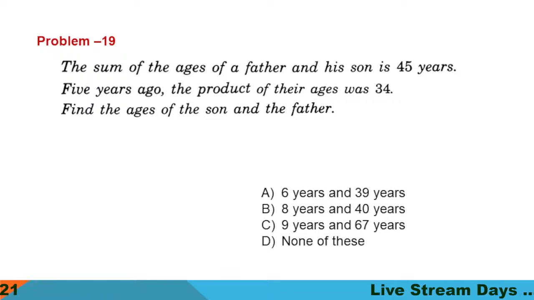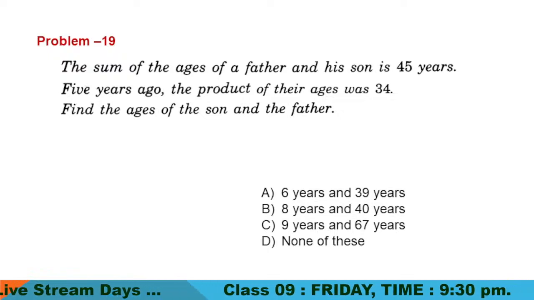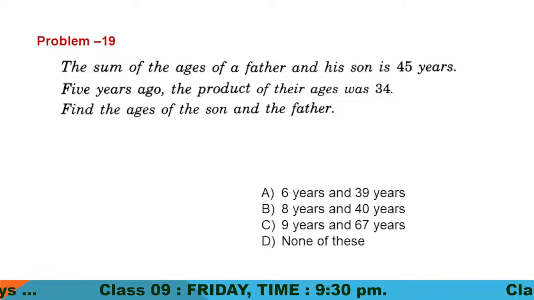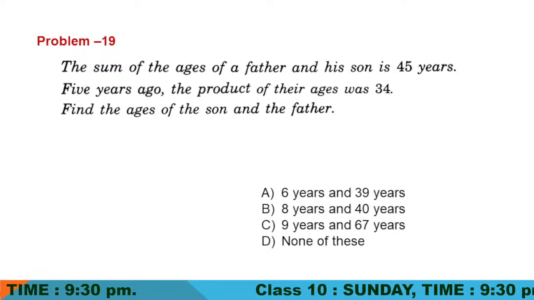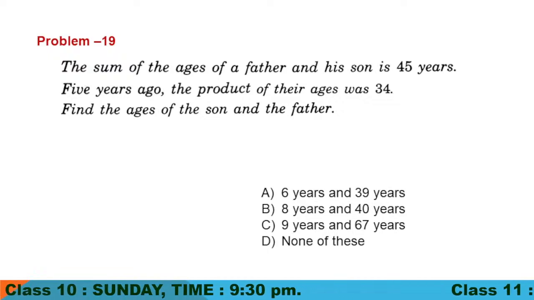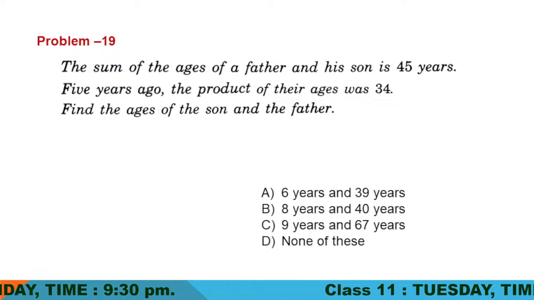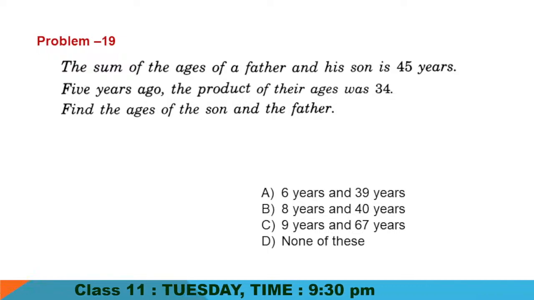The sum of the ages of a father and his son is 45 years. 5 years ago, the product of their ages was 34. Find the ages of the son and father.